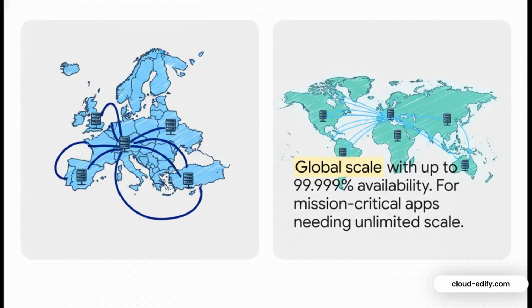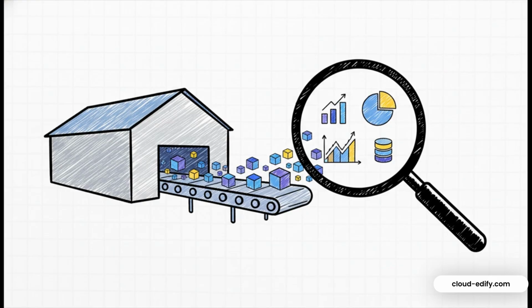Well, that's when you call in the Titan, Spanner. The difference is all about scale. Cloud SQL is perfect for regional needs. Spanner is built for global domination and mission-critical availability. We're talking 99.999% uptime. You know what that means? It means less than 6 minutes of downtime in an entire year. Just wild.